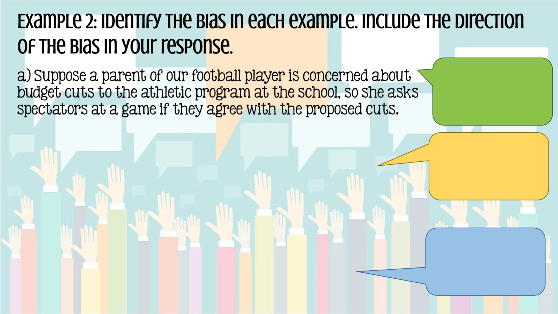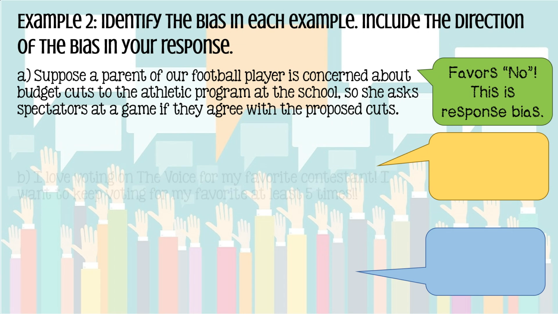So, example 2, identifying bias and the direction. Taking a look at a parent of a football player concerned about budget cuts, which can affect athletic funding. Went to a game, a football game. Well, she's made a classic case of response bias because she's going to favor the no's. They don't want to cut the budget if it affects athletics because guess what? You're at a football game, dum-dum.